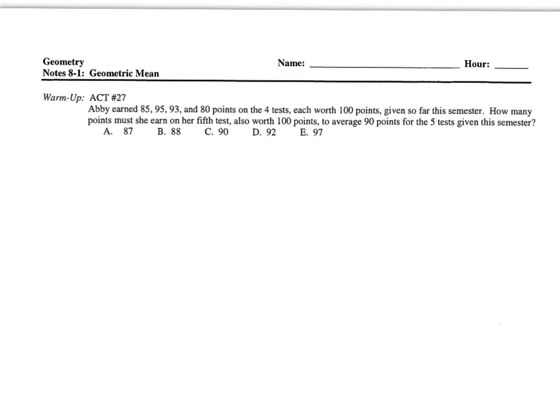Hello, this is Mrs. Moslick, Geometry, Chapter 8, Trigonometry. We are starting with Notes 8.1 on the geometric mean.